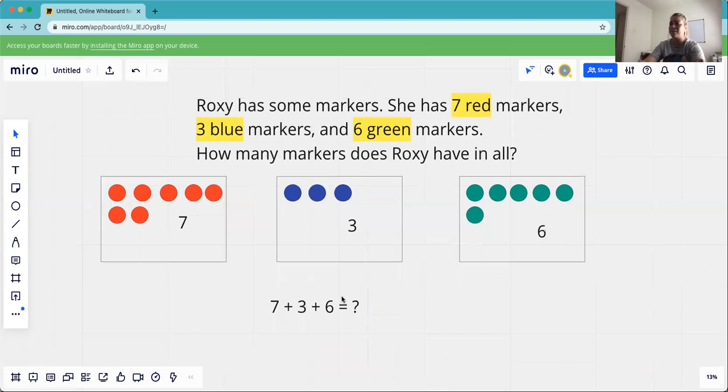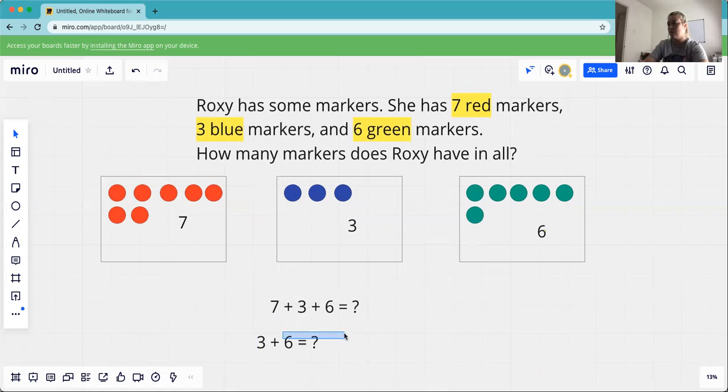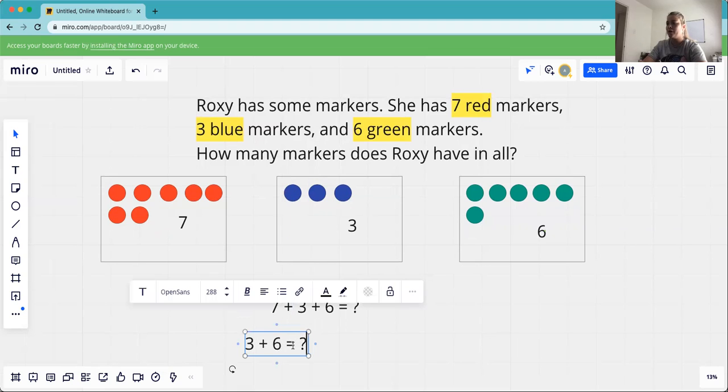I'm going to go ahead and add 3 plus 6 this time. I'm going to work on this side right now. So 3 plus 6 equals what? What does that equal? All right, so 6 or 3, we can start at 3 or 6. It doesn't matter because you're adding them together. So if we did 3, 4, 5, 6, 7, 8, 9. Or you could do it the bigger number, 6, 7, 8, 9. So we know that 3 plus 6 equals 9.